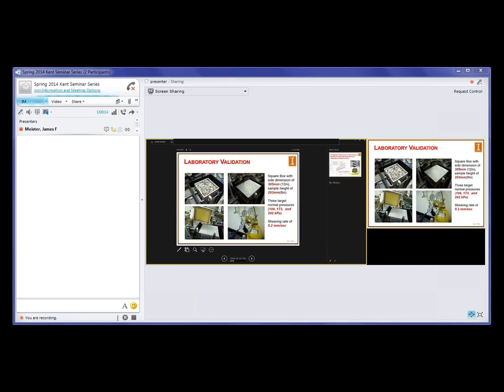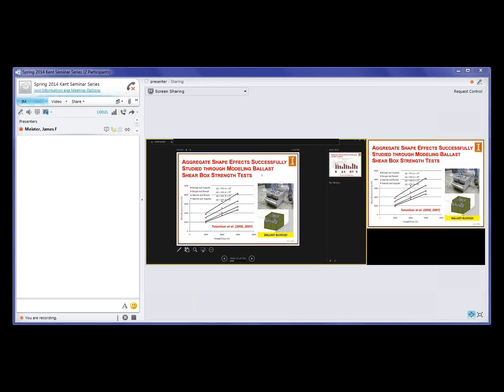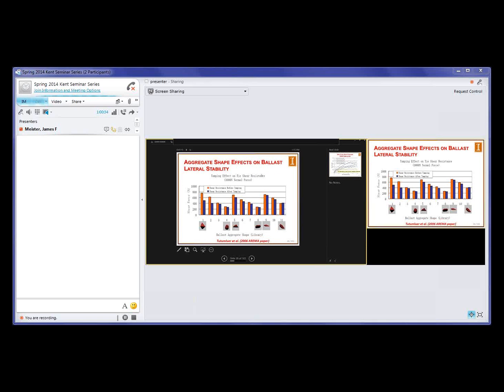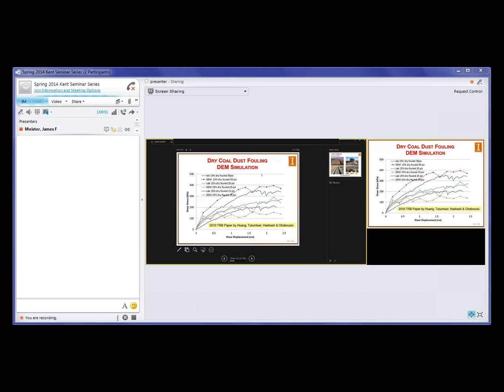Dr. Hai did direct shear box tests with ballast material and simulated the large-scale direct shear box test with different particles with different angularities. It's very clear that with different shapes of particles, they give you different behavior. Also for the lateral stability before and after tamping, you can see different shapes of particles give you different behavior. So that's a benefit of quantifying the particle shape properties in great detail. And by changing the interparticle friction angle, he was able to simulate fouled ballast fouled by coal dust.